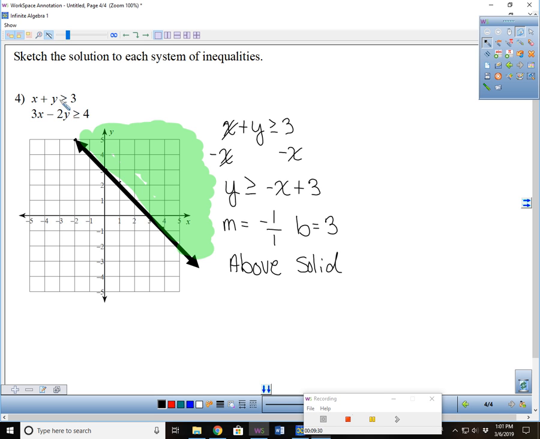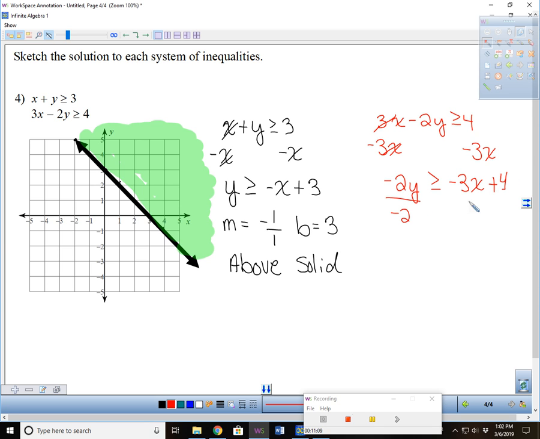Okay. Let's do the other one. So we've got 3x minus 2y is greater than or equal to 4. So we'll subtract the 3x. So we have negative 2y is greater than or equal to, put the x in the front, so negative 3x, and 4 is positive. Then you're going to divide by negative 2. And when you divide by that negative, you have to remember to flip. And then you have a negative 3 over a negative 2, which makes a positive 3 over 2 times x. And then 4 divided by negative 2 is negative 2.